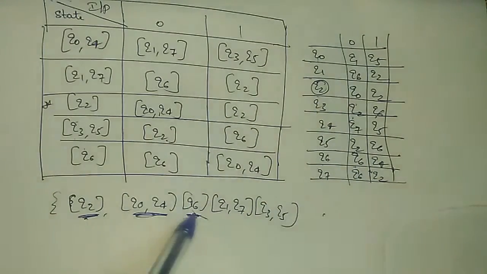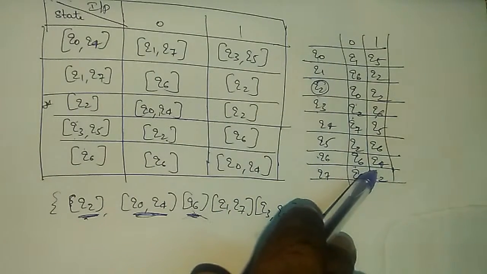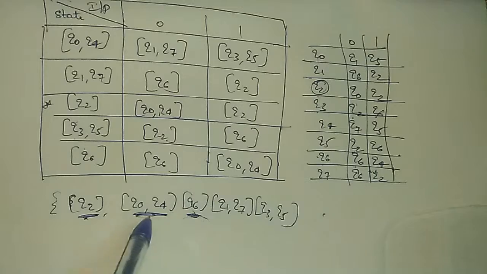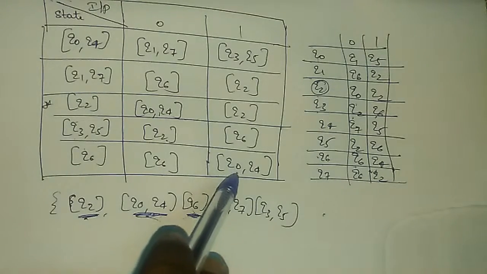Next, Q6 on 0, Q6. So Q6 is a single set. I got Q6. Q6 on 1. Q6 on 1 is Q4. But Q4 is associated with Q0. So I got Q0, Q4. I hope you understood the new transition table.